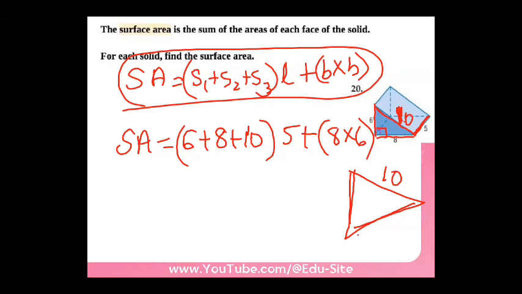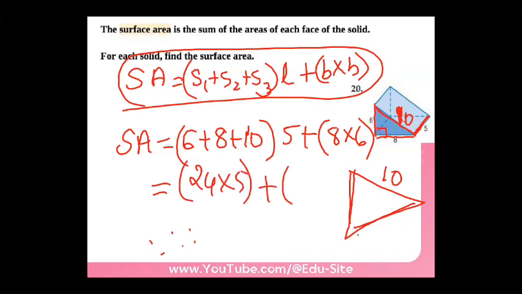Now please tell me the rest of it. It would be 24 because 6 plus 8 plus 10 is 24. And then L plus, 24 times 5, correct? Plus, what is, 80? Sorry, 64. No, 40.